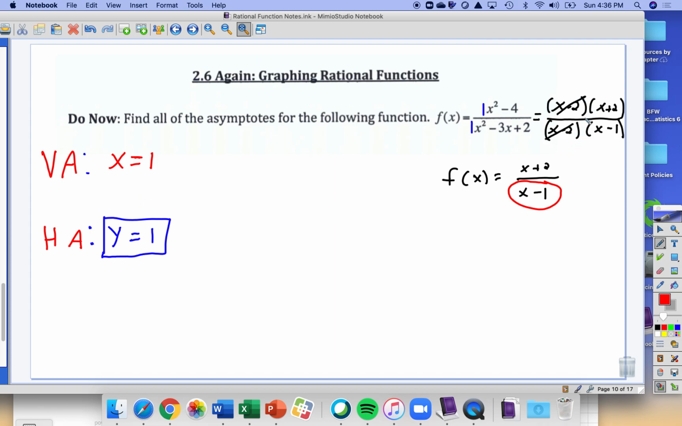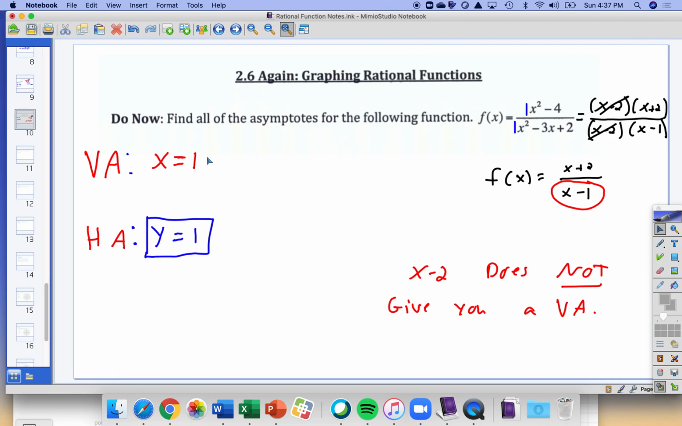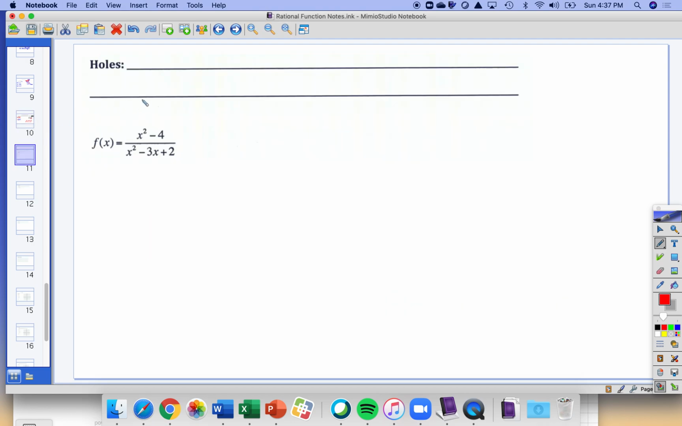This x minus 2 does not give you a vertical asymptote. Well, then the question is, what in the world does it give you? Why is it even there? That is the question for the next slide. So in this case, we have found 2 asymptotes, 1 vertical and 1 horizontal. So what does this x minus 2 give you? It gives you something that's called a hole.